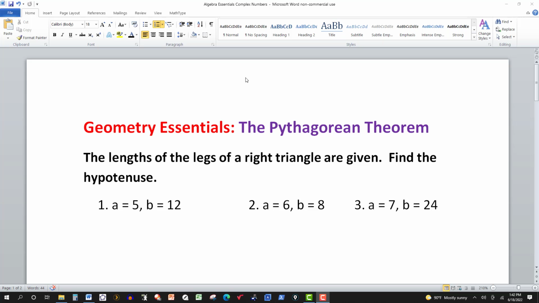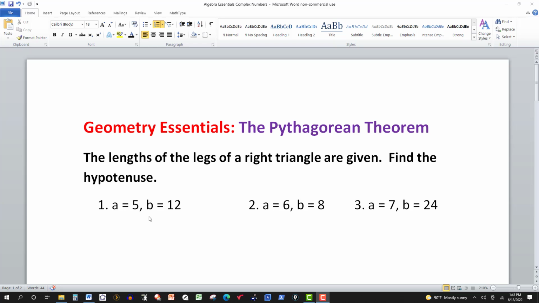In this video, we're going to look at the Pythagorean Theorem, a very basic concept in geometry. In other videos, we'll look at problems involving similar triangles and congruent triangles. But this one comes up quite a bit in basic math and even more advanced mathematics.